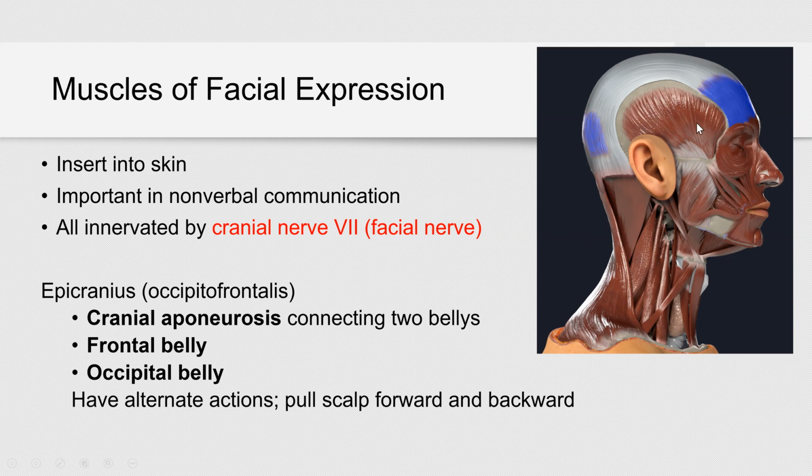And on this diagram here, you see our first muscle called epicranius or occipitofrontalis, or sometimes we even call it frontalis and occipitalis. But it's one muscle that has two bellies. The frontal belly is frontalis, and the posterior belly is occipitalis. And they are connected by the cranial aponeurosis. They pull the scalp forward and backward.